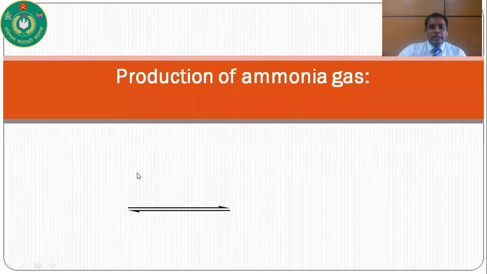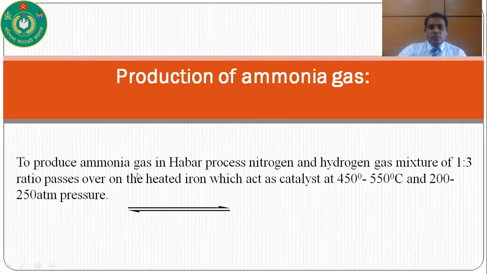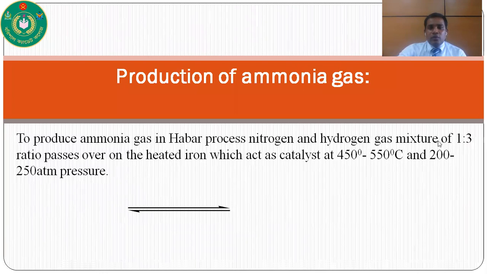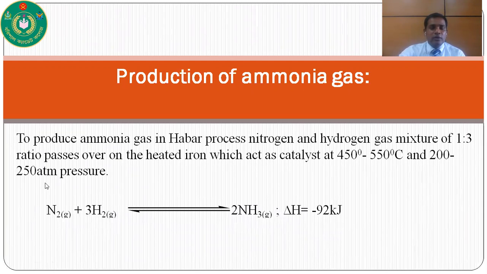And industrially, by using the Haber-Bosch process, 1 mole of nitrogen reacts with 3 moles of hydrogen in the presence of an iron catalyst at 450 to 550 degrees Celsius and 200 to 250 atmospheric pressure. We can produce ammonia gas. And from this reaction, we find that this is an exothermic reaction.